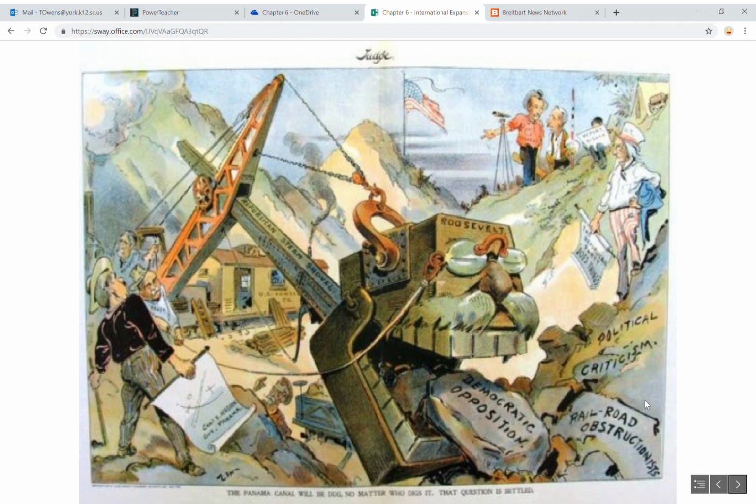And this is the last slide. But again, look, you can see the excavator here. It's called Roosevelt, but look at the features. It looks like he's got a mustache and the glasses. This is the Republican steam shovel, and here are the things they've got. This is what we've got to get out of the way. These are the things we have to get past to build that canal: Democratic opposition, railroad obstructionists, and political criticism. So the Republicans are just going to blow their way through this.